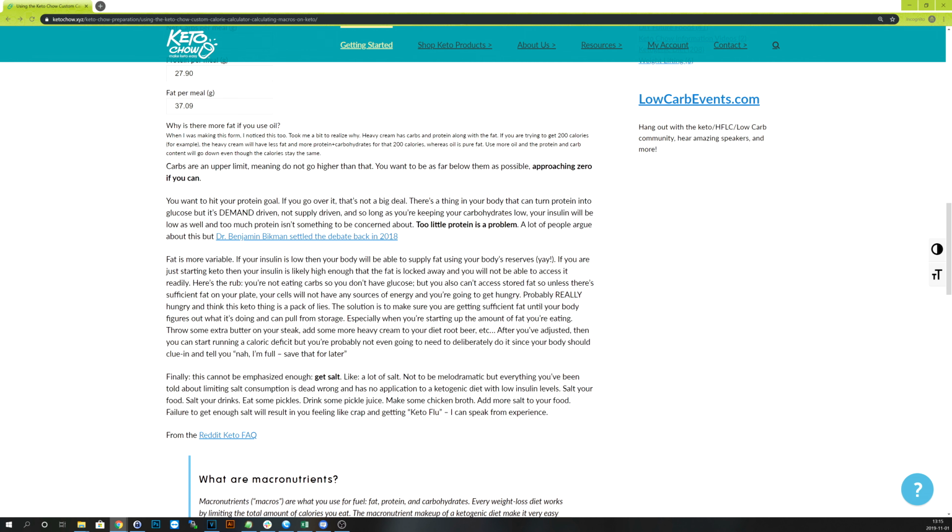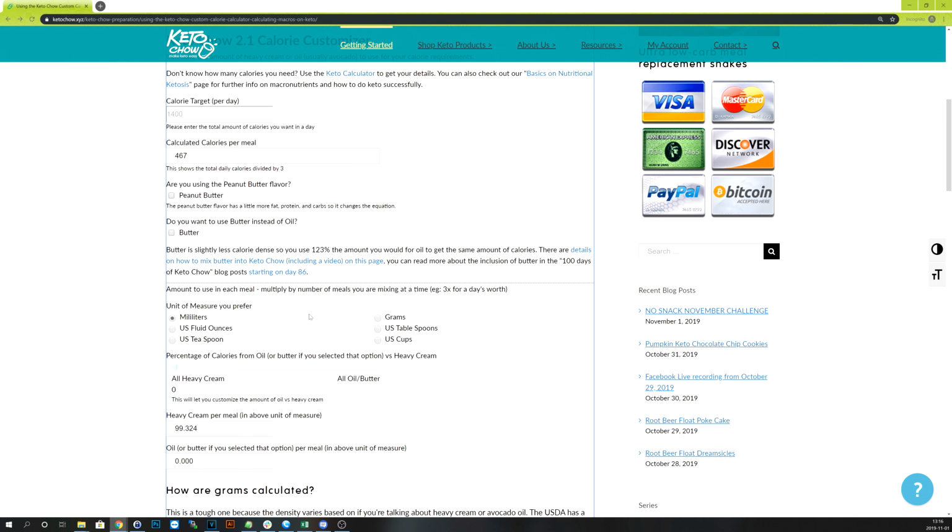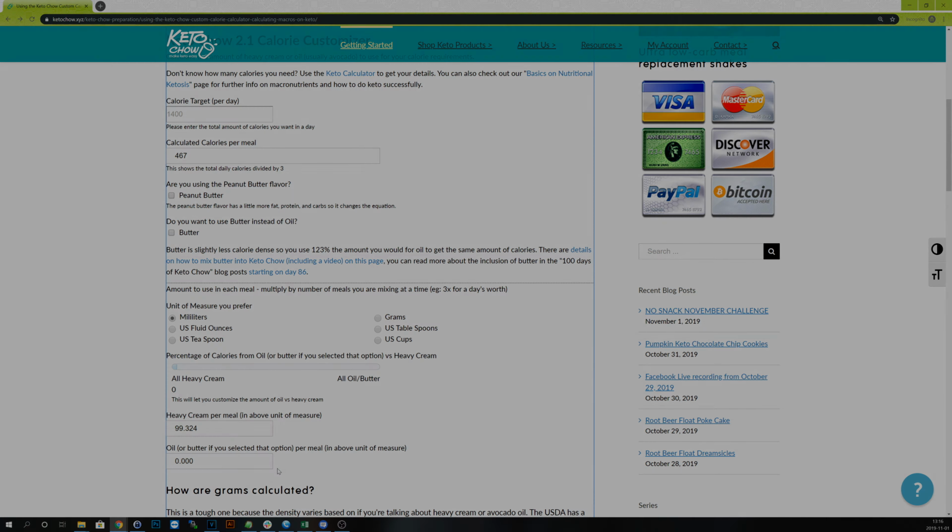And then one thing is get a lot of salt. It has nothing to do with macronutrients, but you need salt like crazy on a ketogenic diet. If you don't get it, you will feel sick. They actually call it keto flu. Make sure you're getting enough salt so that you're able to get past that and able to move on. But anyway, you take these numbers right here, use that to calculate how much you're going to be mixing into your Keto Chow, and you should have a lot of success.